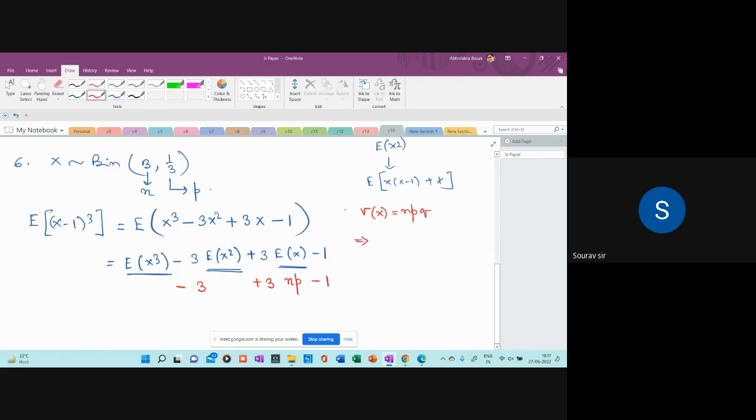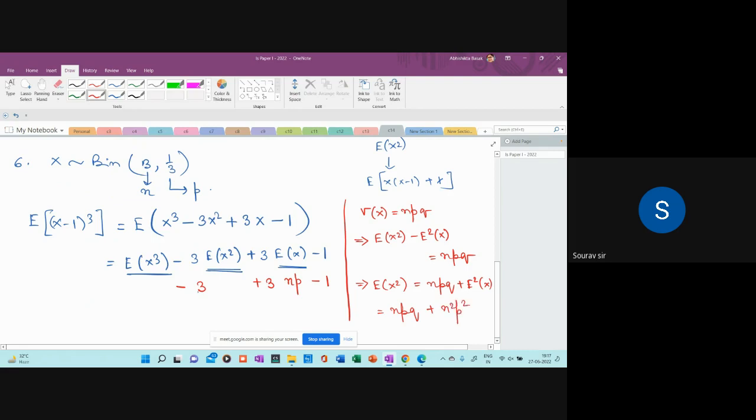And the formula of variance of x is basically expectation of x square minus E square x, that is equals to npq. That implies expectation of x square is equals to npq plus E square x. So that gives me npq plus n square p square. So I'm going to write that thing over here, npq plus n square p square. And we are left with this thing because we don't know how to find particularly this thing.